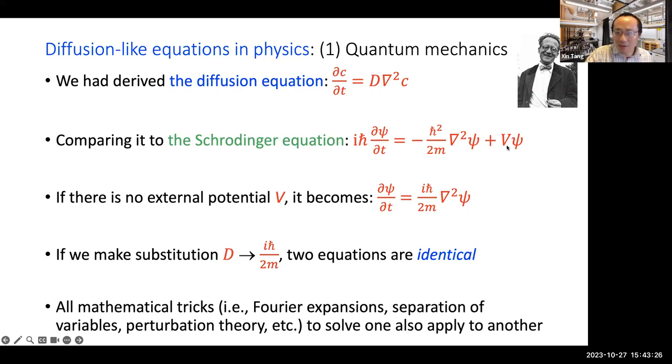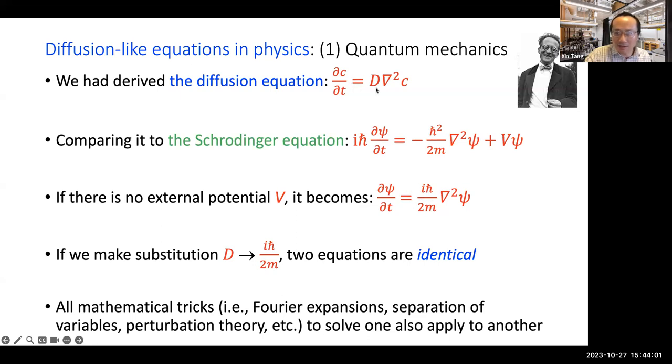This equation contains three terms. On the right hand side, the third term is V times the wave function. This V is the external potential field. If there is no external potential, then V is zero. Then this term vanishes, and we only have the first two terms. These two terms can be written in this way. If you put the i and those factors back, it will become like this.